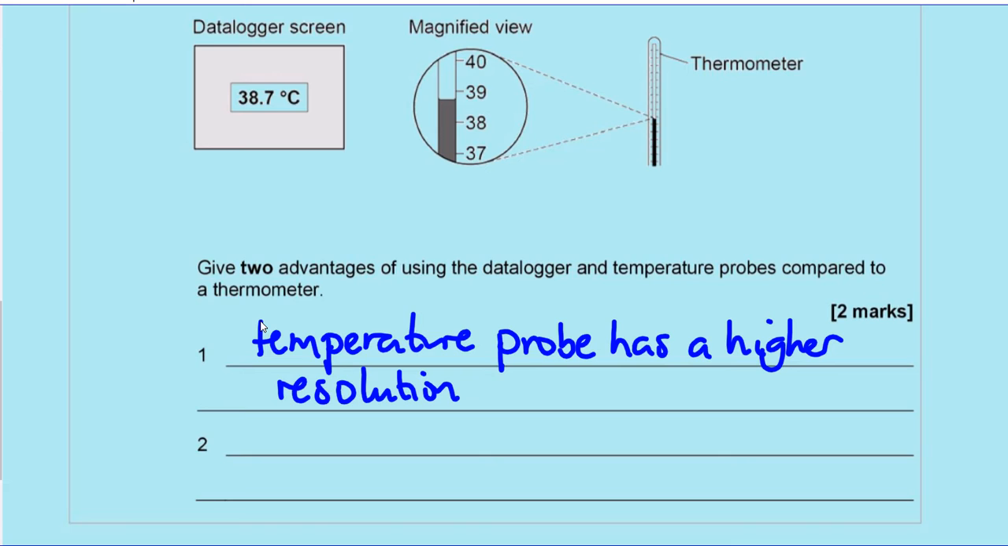Also, there's a much smaller risk of me misreading. If I look at my thermometer and I'm not at the same level as the top of the liquid, I might get it right if I was looking at the correct level, but if I was looking from above or from underneath, I might not read the thermometer correctly. Whereas the data logger is fairly unambiguous, there's much less risk of misreading.